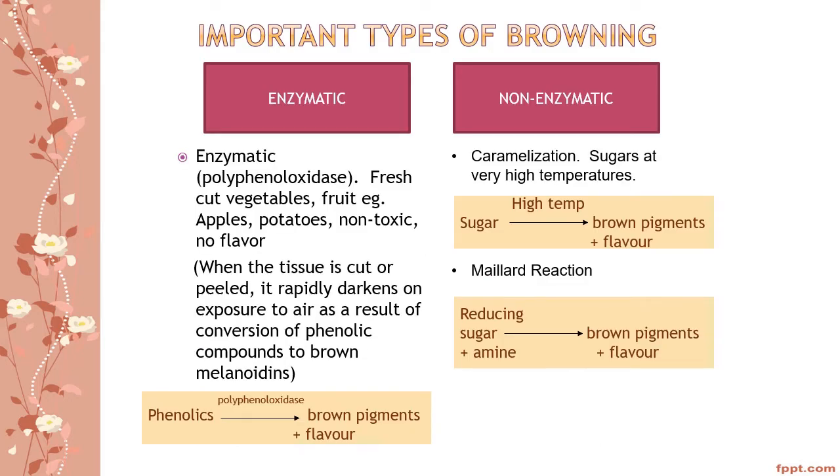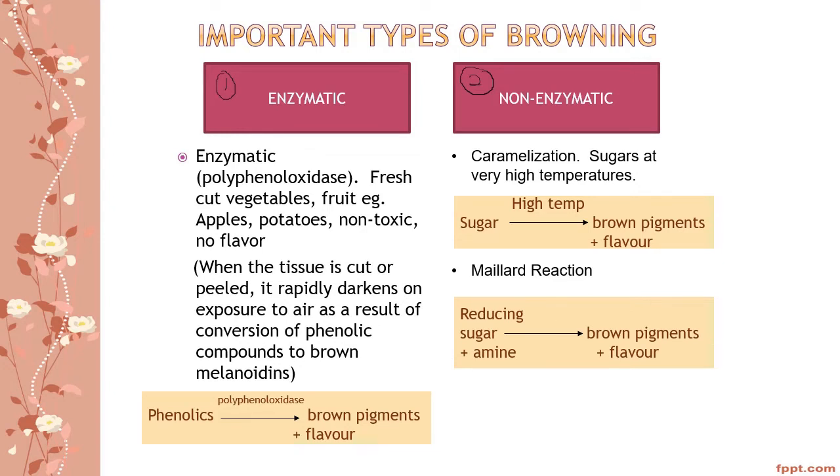Okay, the first one, I'm going to talk about important types of browning. So in food, there are two types of browning. The first one is the enzymatic browning, and the second one is the non-enzymatic browning. So the first one, which is the enzymatic browning, involves an enzyme which is polyphenol oxidase.